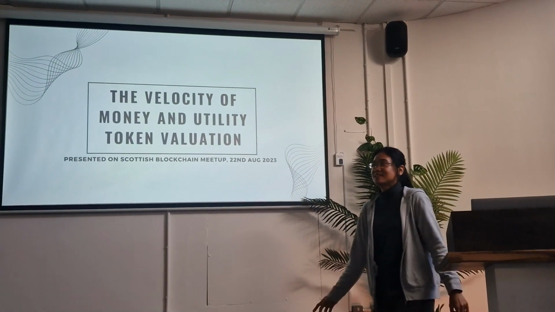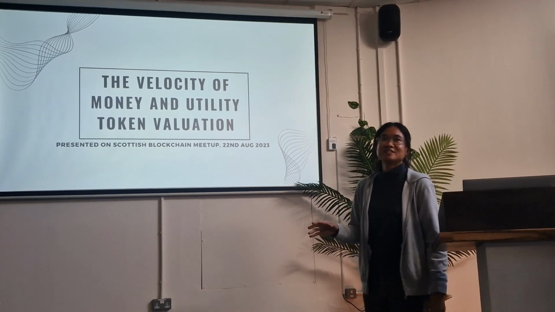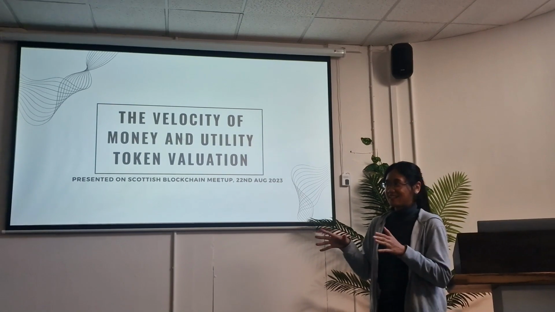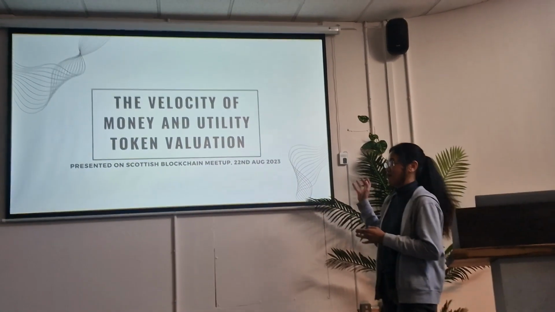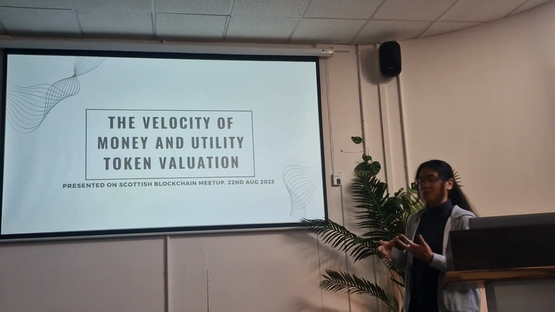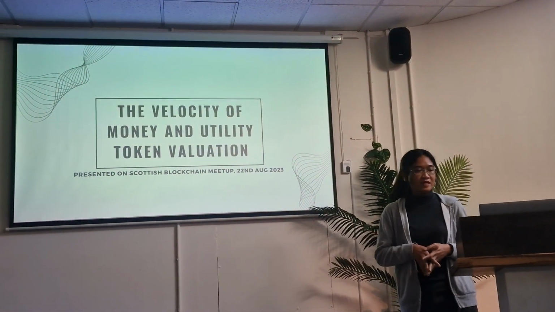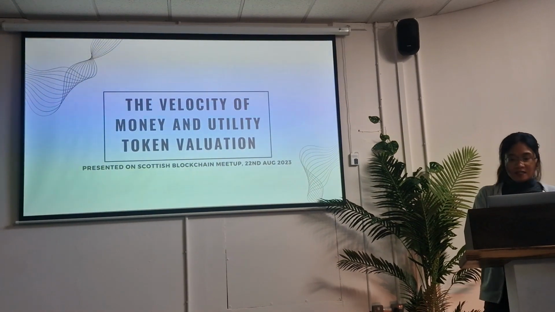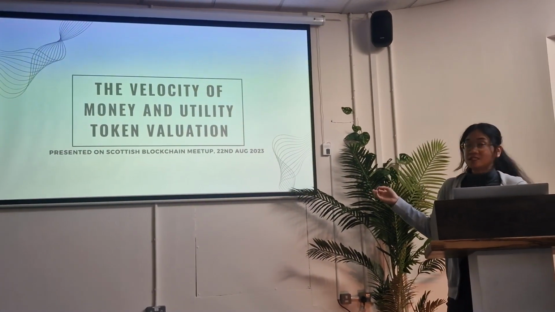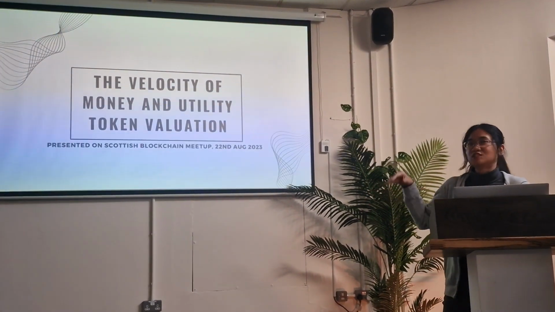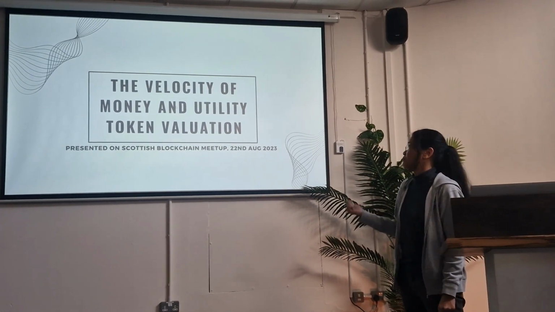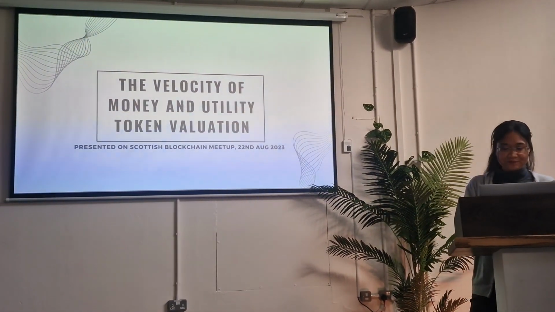I picked up this topic during my dissertation because it dealt with tokenomics, although not exactly the utility token. But I present the utility token here because it's more commonly found and we interact more with it in tokenomics. So the topic is structured as follows: I will explain the velocity of money based on historical economics, and then how it is applied to utility token valuation.